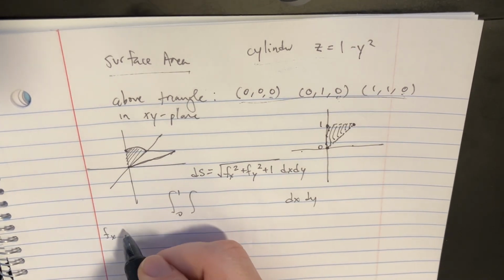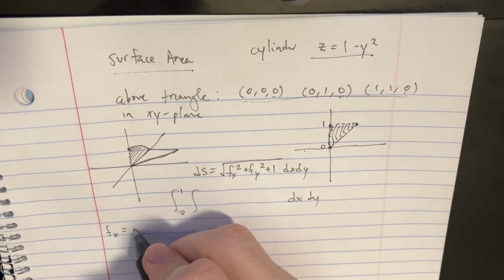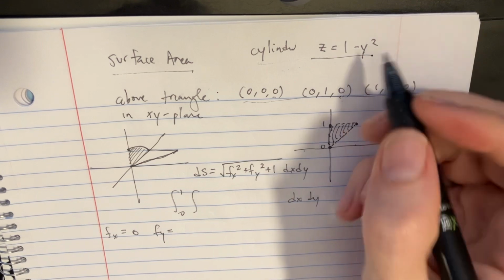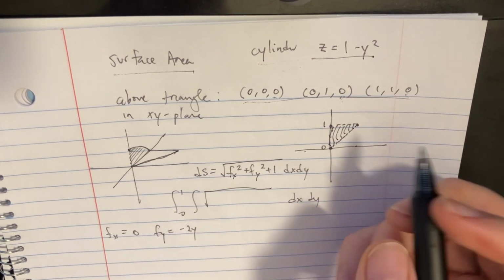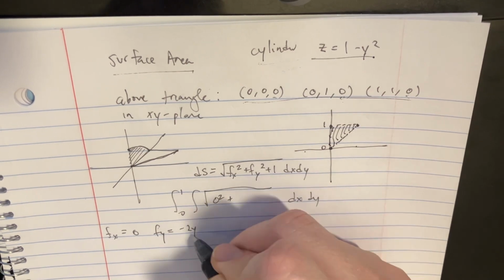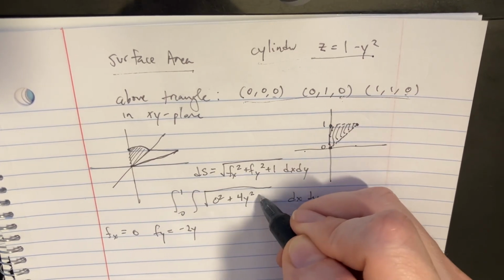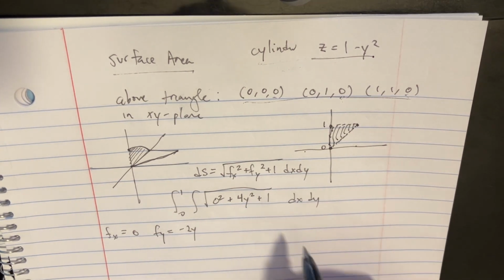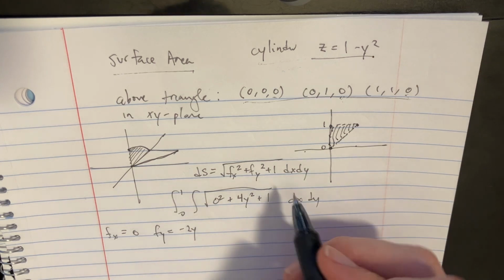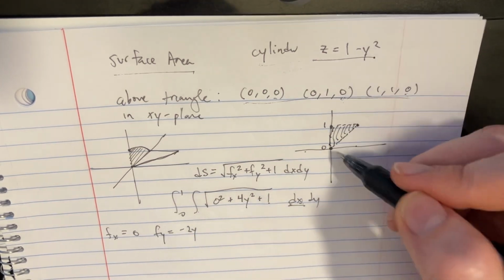Okay, so fx is going to be equal to, we're going to look at this. fx is just 0. There's no x's there. And fy is going to be equal to negative 2y. Okay, so if we put the square root in there, we're just going to be getting 0 squared plus, if we square that stuff, we're going to get 4y squared plus the 1. So it's just going to be the square root of 4y squared plus 1 as far as the integral goes. Now this is going to be for dx. Let's figure out what our x limits are.